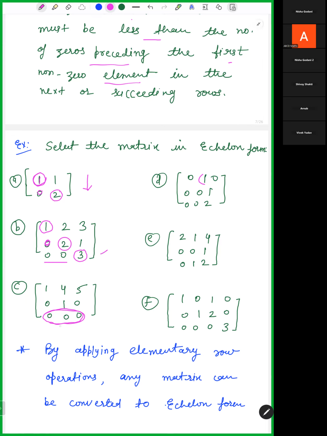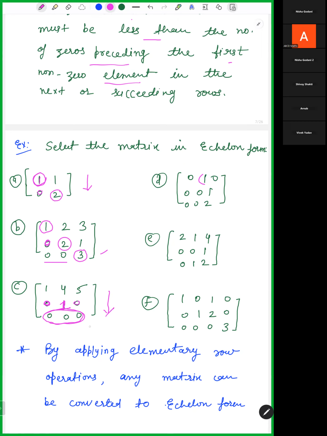In example C, you have 1 zero in the second row before the non-zero number. Don't count the zeros after the 1. We are talking about the zeros before a non-zero number. So here it is 1 zero, and in the next row there are 3 zeros. So as you are moving from up to down, the number of zeros is increasing.